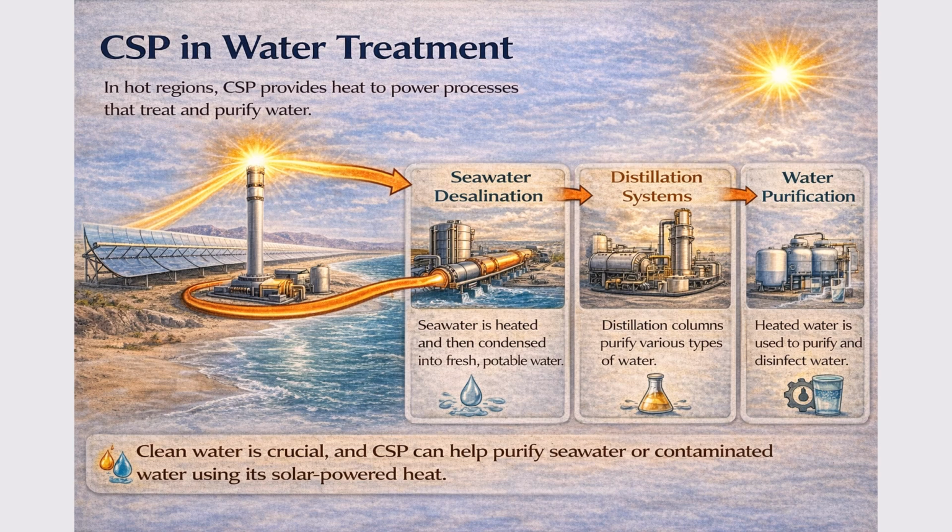removing all the salt. In distillation systems, CSP-powered heat is used to purify various types of contaminated water through distillation columns. And in water purification, the heat is used to disinfect water and kill pathogens. In regions like the Middle East and North Africa, combining CSP with desalination could provide both electricity and clean drinking water from nothing more than sunlight.